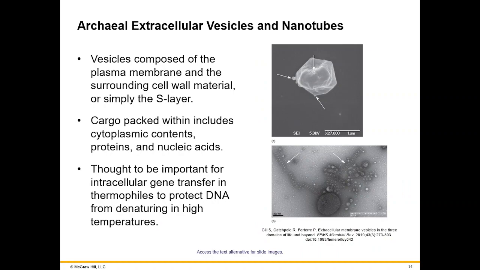So aside from the layers, what other structures do we have? We have external vesicles, so extracellular vesicles, and some of them are also nanotubes. Vesicles composed of the plasma membrane and the surrounding cellular material, or the S layers, have been found associated with archaea. The cargo packed within includes cytoplasmic contents, proteins, and nucleic acids.